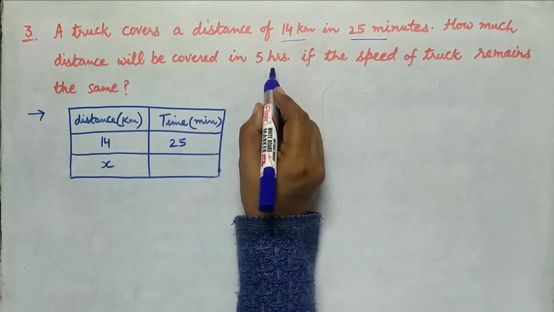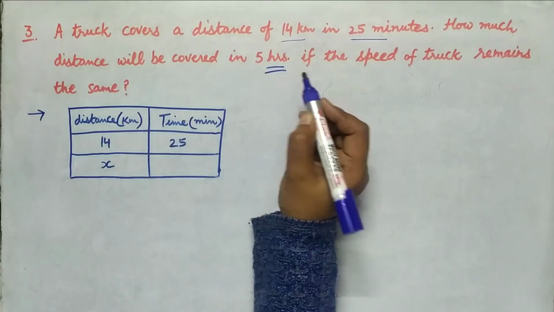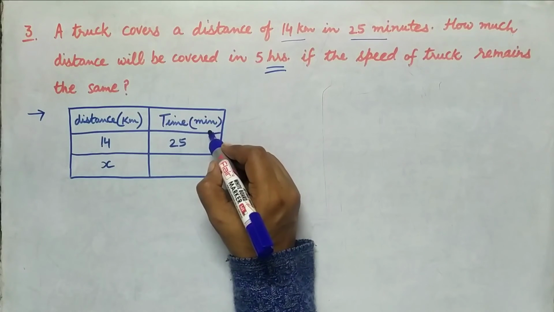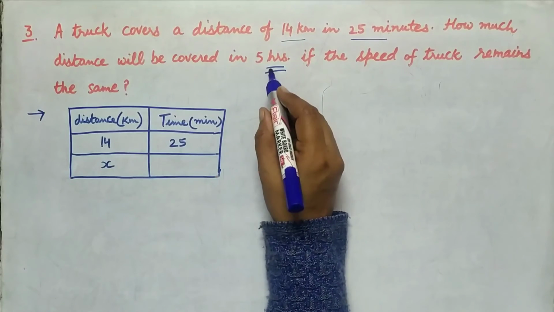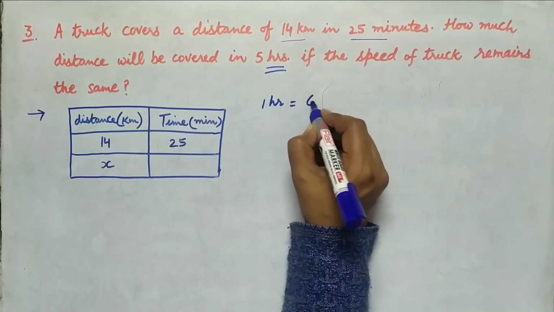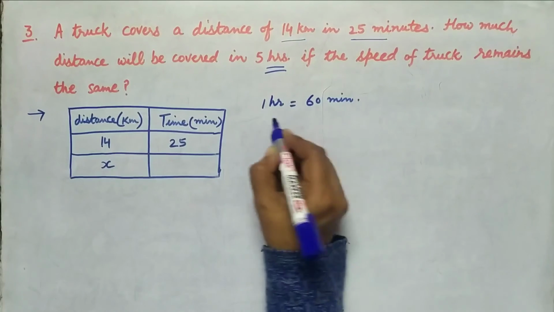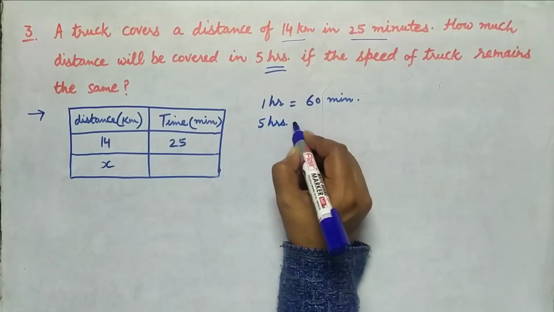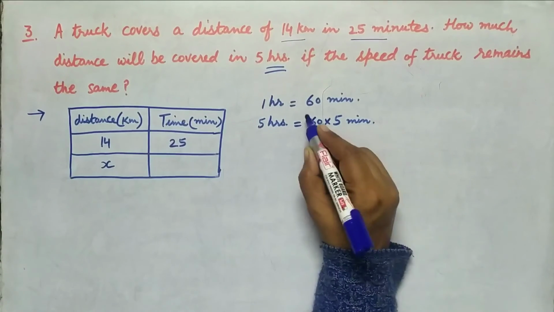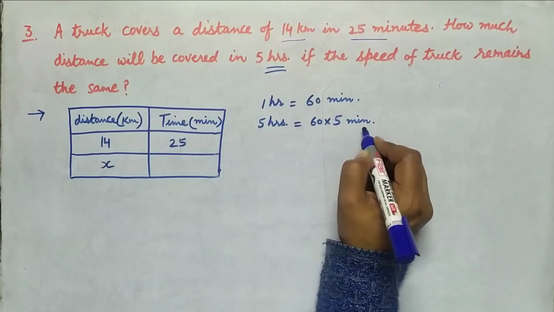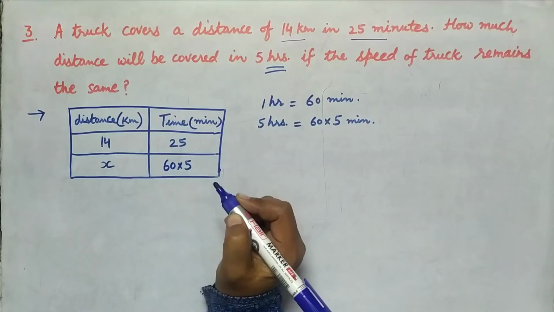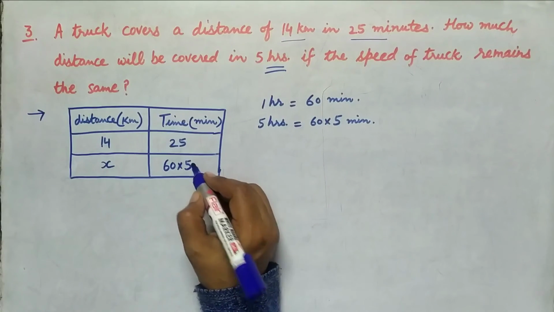In 5 hours. Here is a twist. Hours. We use the time in minutes. We have to make these two values having the same units. We know 1 hour is equal to 60 minutes. Therefore, 5 hours will be equal to 60 into 5 minutes. We just multiply these two terms. Now the time is in minutes and we can put it over here. Units are in minutes.